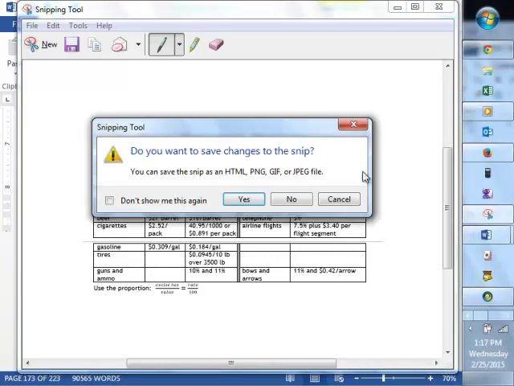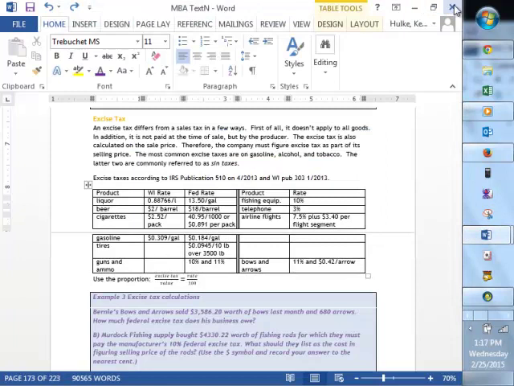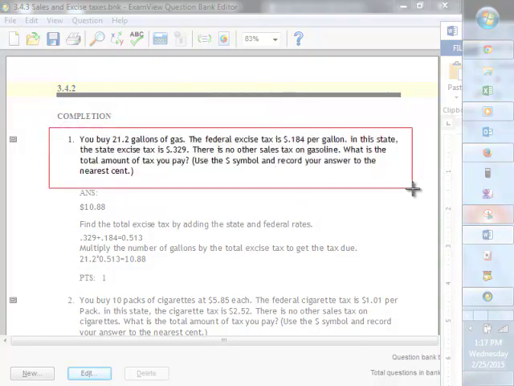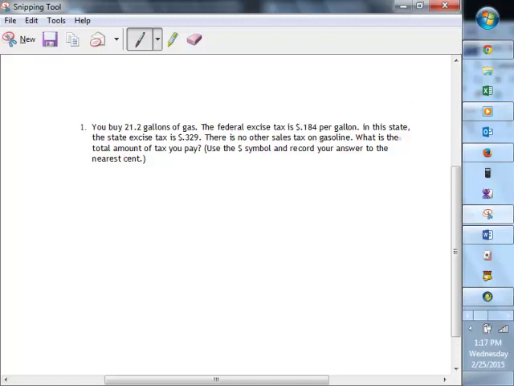Let's look at some of the questions that we have for this unit. First one. It says you buy 21.2 gallons of gasoline. The federal excise tax is 18.4 cents per gallon, and 32.9 cents per gallon is the state excise tax. There is no sales tax on gasoline, so all we need to do is calculate the amount of tax that you owe. So when we set up our proportion, the merchandise, of course, goes on the bottom. The tax is what we're looking for in this case.